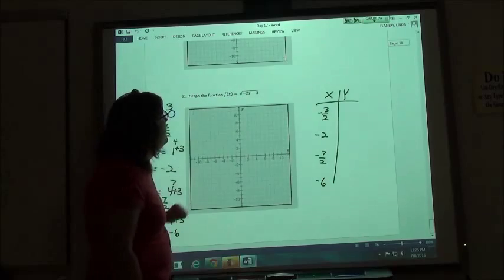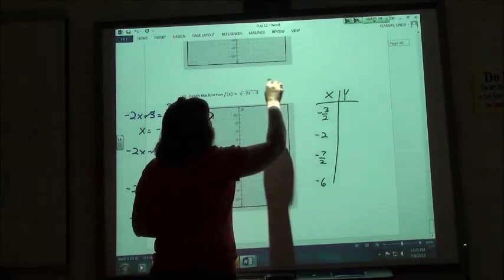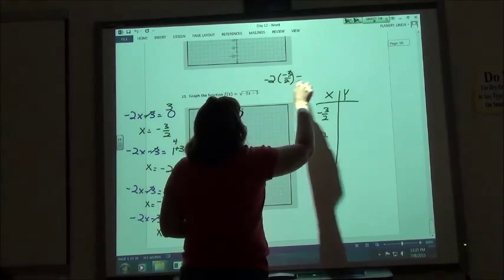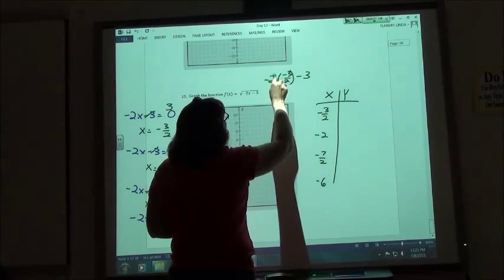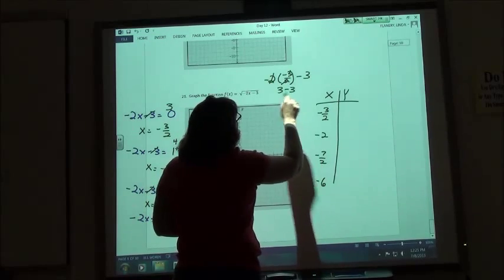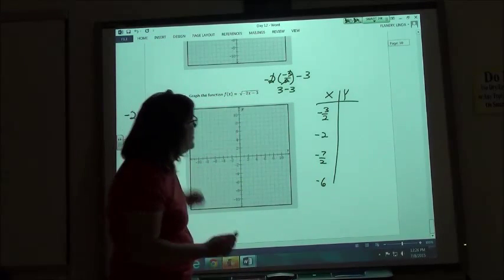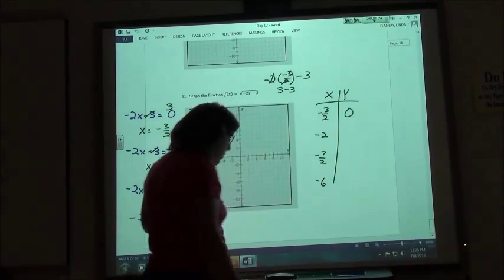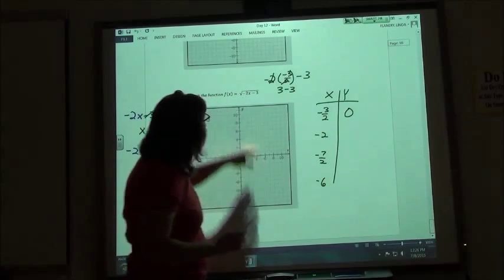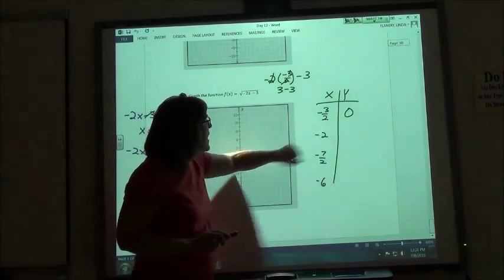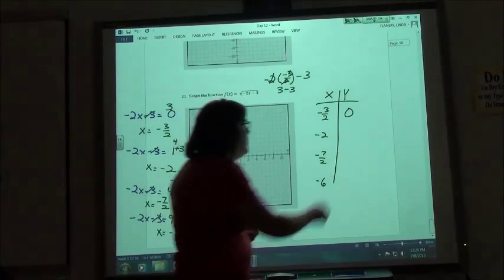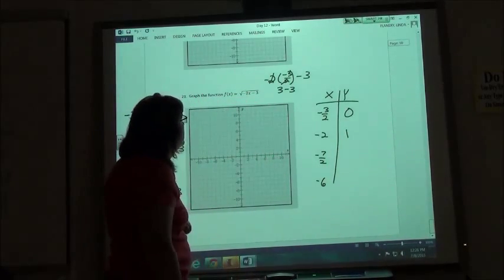So putting my negative 3 halves in there. Negative 2 times negative 3 halves minus 3. So the 2's are going to cancel. Negative and a negative is a positive. 3 minus 3 is 0. The square root of 0 is 0. Then I'm going to do my negative 2. That's a nice whole number. So negative 2 times negative 2 is 4. 4 minus 3 is 1. The square root of 1 is 1.